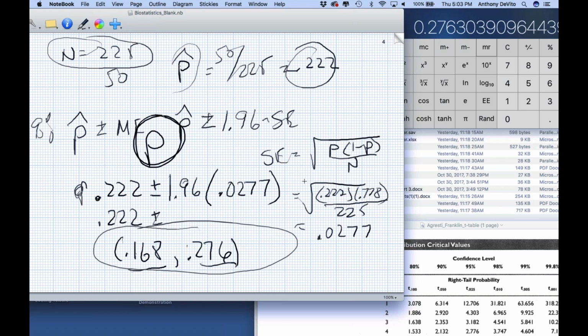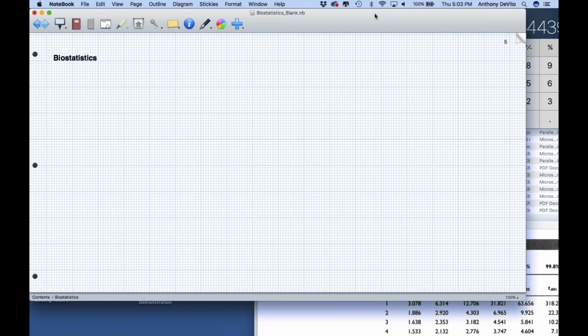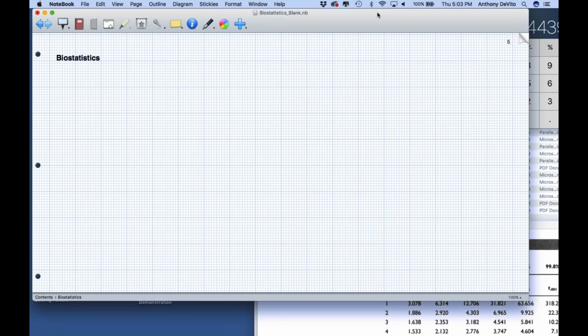Okay, so now we're going to take that one step further. Since all we're doing here is adding and subtracting roughly two standard errors from our value for the mean, maybe I can use this to compare two populations. We're going to start with a situation where we have two populations: population 1, which has a mean of, let's say, 100, and population 2, which I don't know what the mean is.